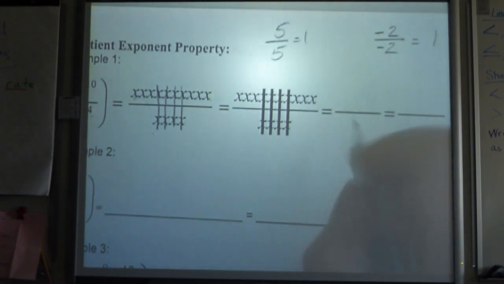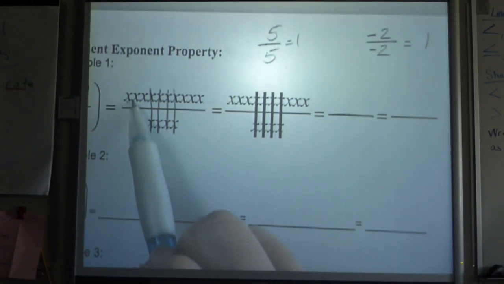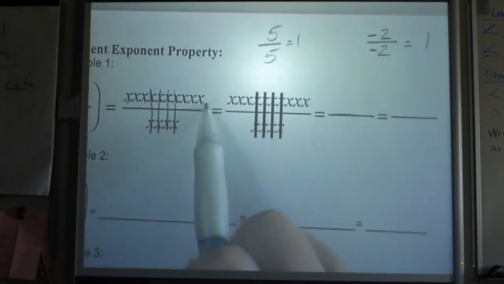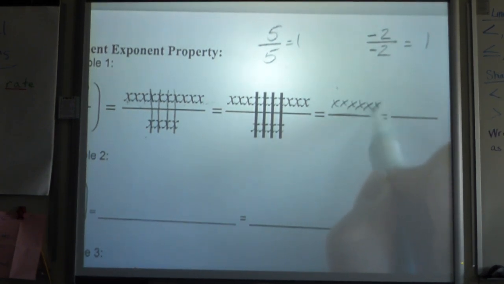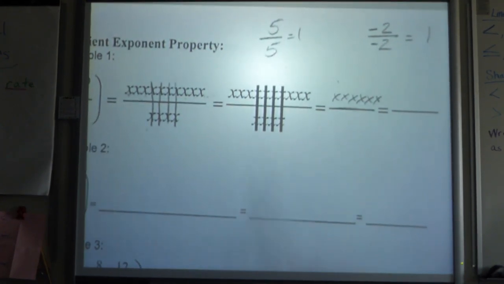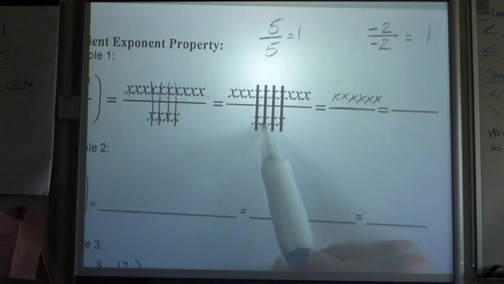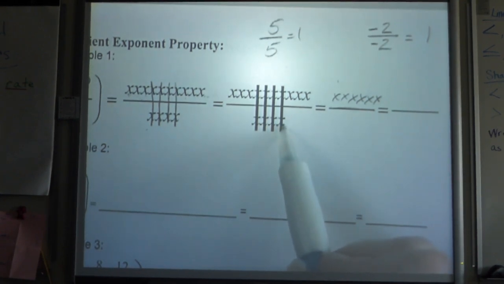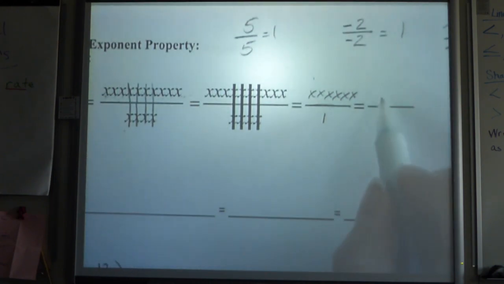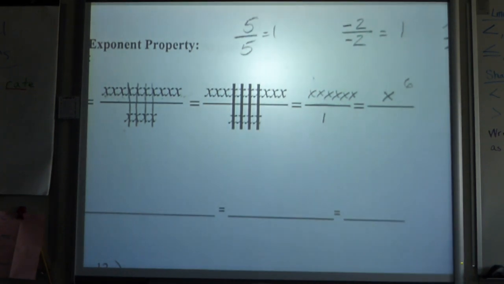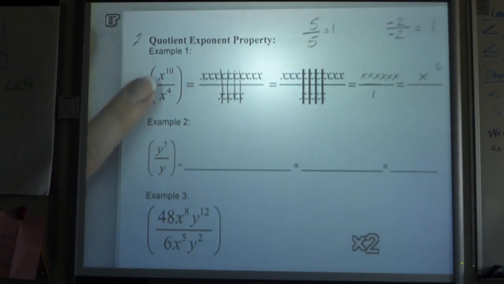So in my numerator, what am I left with? Let's use this as our fraction bar. That's what they're doing here. I'm left with x times x times x times x times x times x. And then what am I left with in my denominator? 1 times 1 times 1 times 1. What is that? 1. So what does this simplify to? X to the 6th. I don't need to say over 1. Okay, it's just x to the 6th. What do you notice about the exponents?